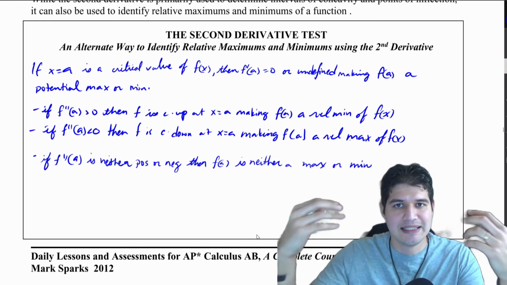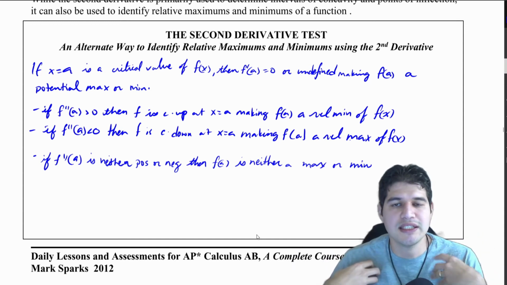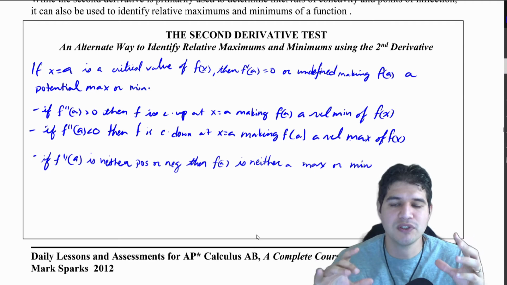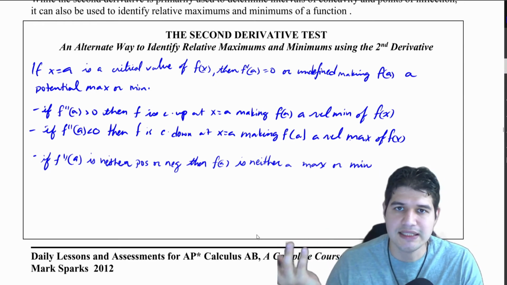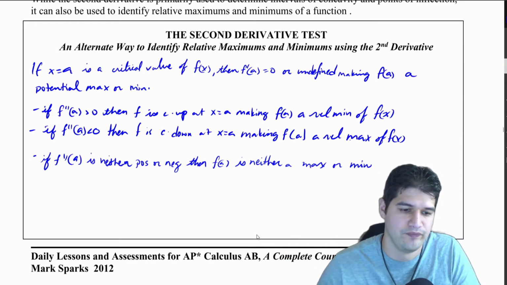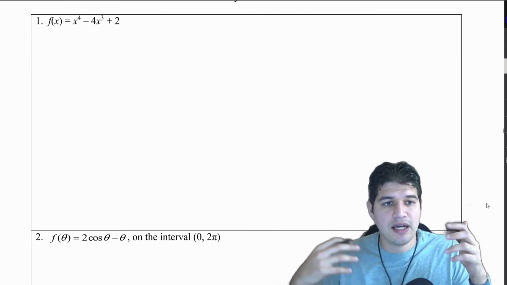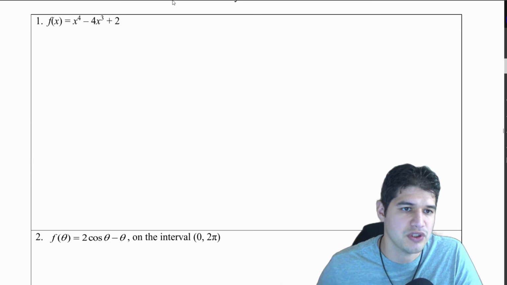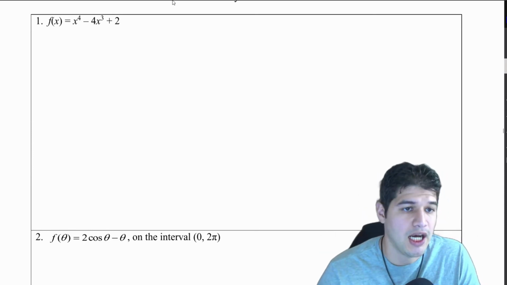You can use it as necessary, or you can just keep using the first derivative test. But we're going to go through a couple of examples where we're going to see how it can work here. So we want to identify these relative extrema here. Are they maximums or minimums? Let's go through our first problem.